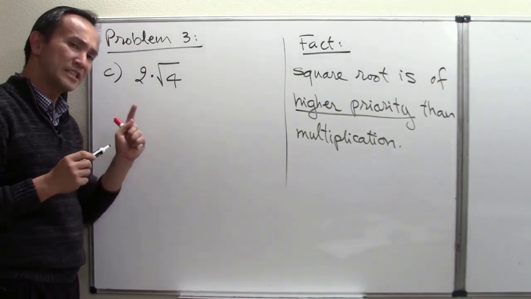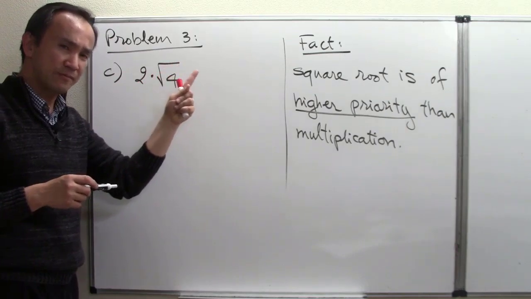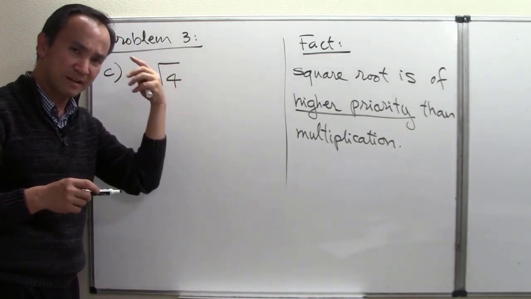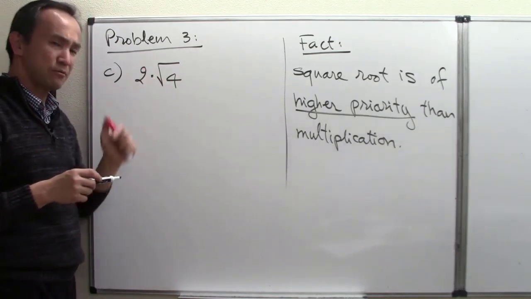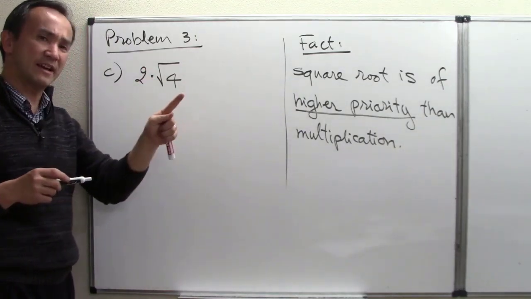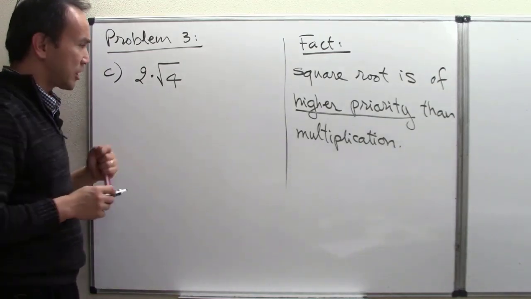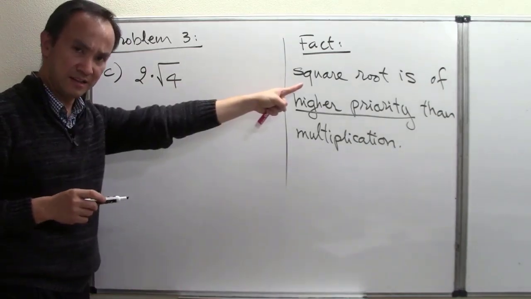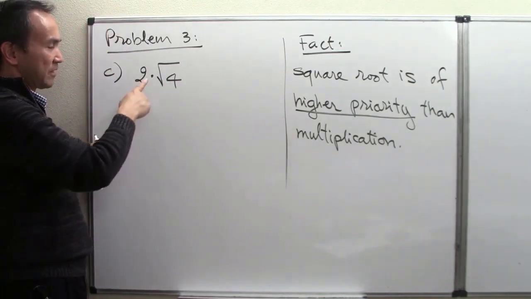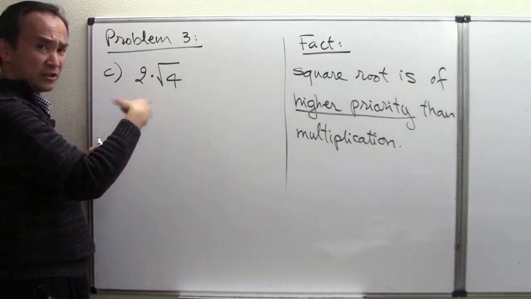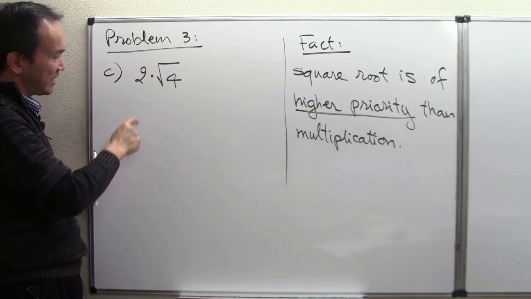All right, I still didn't want to leave problem number 3 yet. After we have had some experience from problem part A and problem part B from the same problem, I would like to utilize that in another little problem. Again, square root is of higher priority than multiplication. In this case, I have a value 2, a value that's already known, 2 times the square root of 14. So here I have a product.